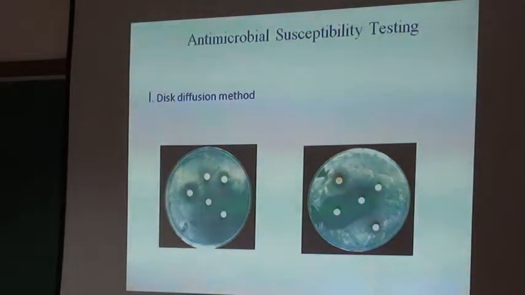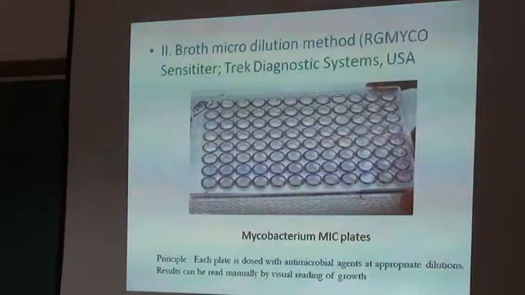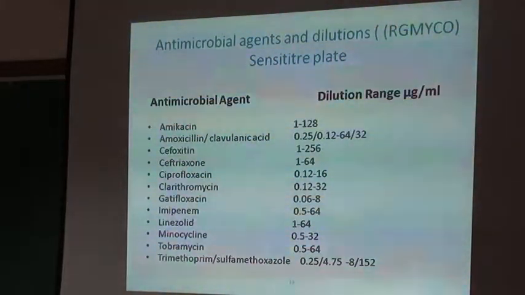Now antimicrobial susceptibility testing was done because this was a mycobacterium. Susceptibility was done by two methods. One is the disk diffusion method, and the second is a commercial method in which the ELISA plates are already seeded with antimicrobials at different concentrations. So this is the MIC method. And these are the different antibiotics and antimicrobials at different concentrations in the ELISA plate.